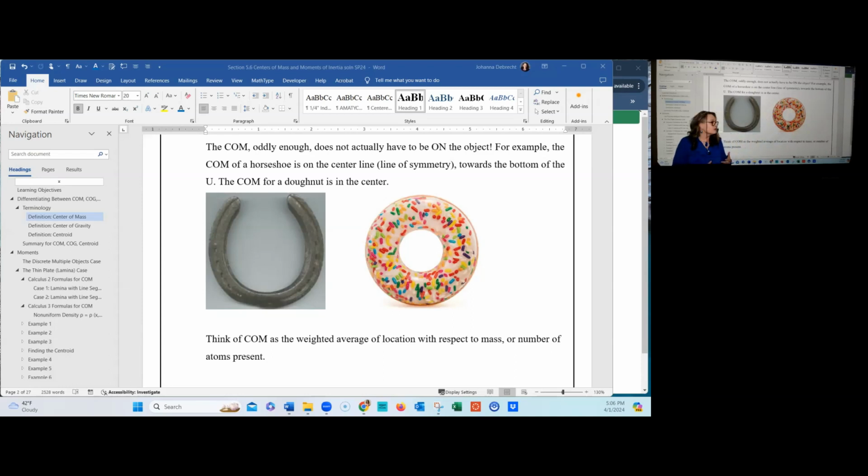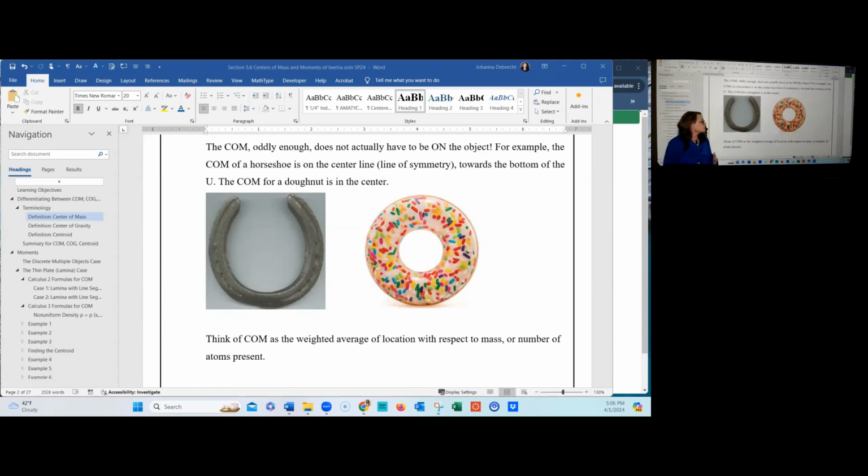In other words, the number of atoms and molecules per tiny little cube of volume is the same throughout the donut. In that case, the center of mass is actually in the dead center of the hole in the donut. So it's right there in the center.